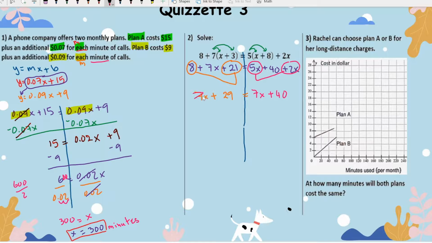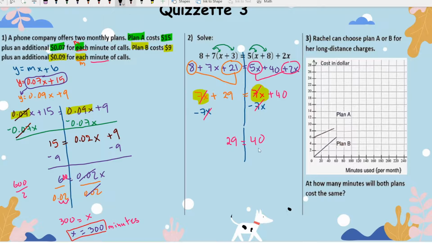Like the last problem, if you have the variable on both sides, you have 7x on both sides, you need to bring one of them over. So what we're going to do is subtract 7x on both sides. But lucky us, 7x minus 7x is 0. We have 29. 7x minus 7x, we have 40.